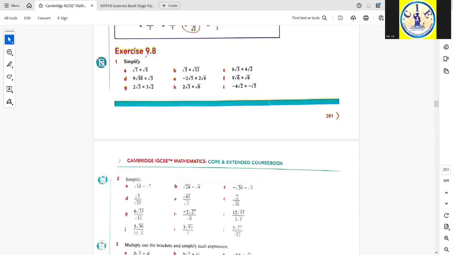Exercise 9.8. Simplify. Okay, now these are the numbers under the radical sign. There are some rules that I need to discuss.